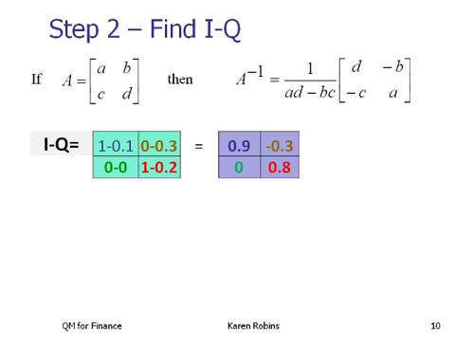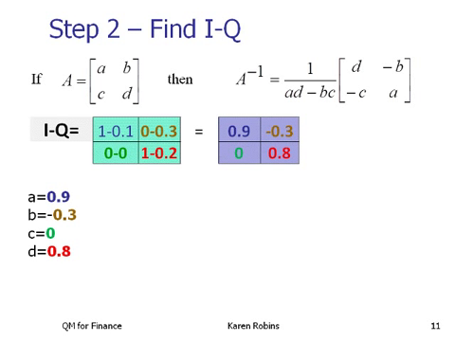We're doing it because we need to find the F matrix, which is the inverse of I minus Q. The formula for an inverse is this, and so we're going to proceed with using this formula to calculate the inverse of I minus Q. Looking at the positions in the matrix, we've got A, B, C, D. So A is 0.9, B is minus 0.3, C is 0, and D is 0.8.